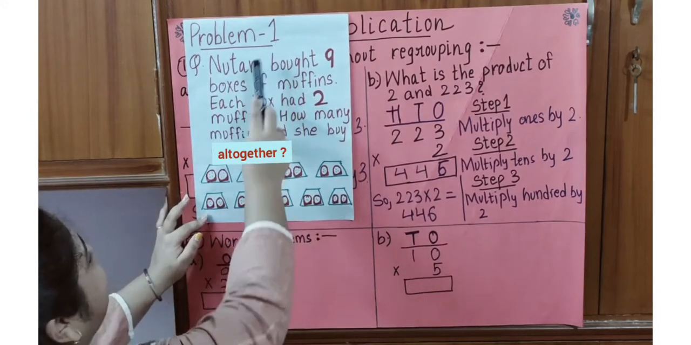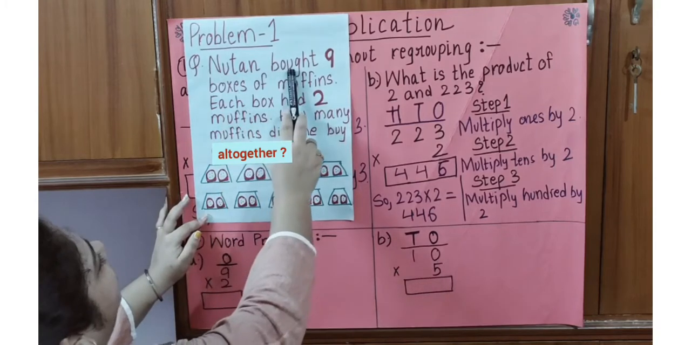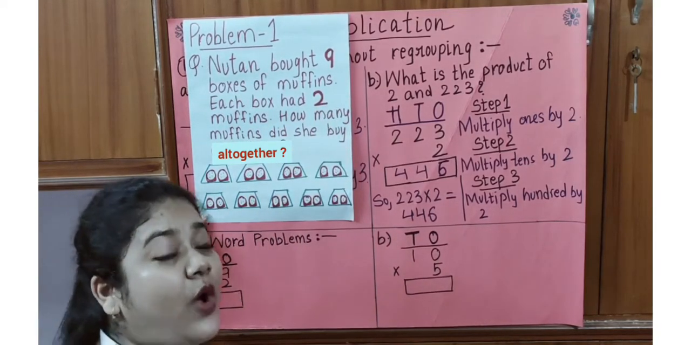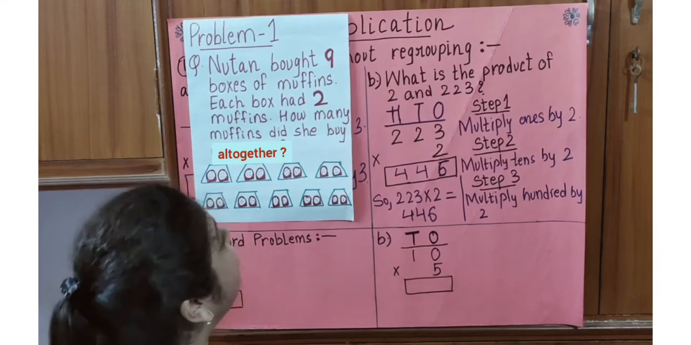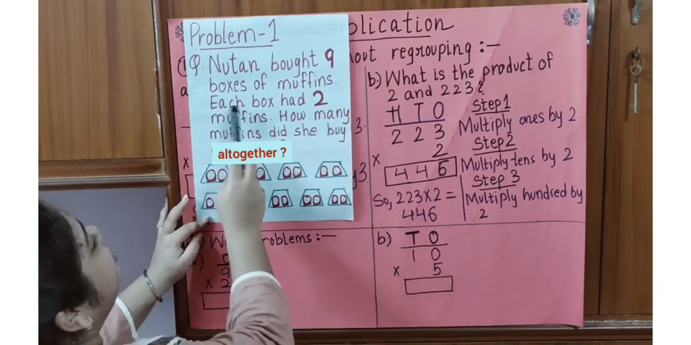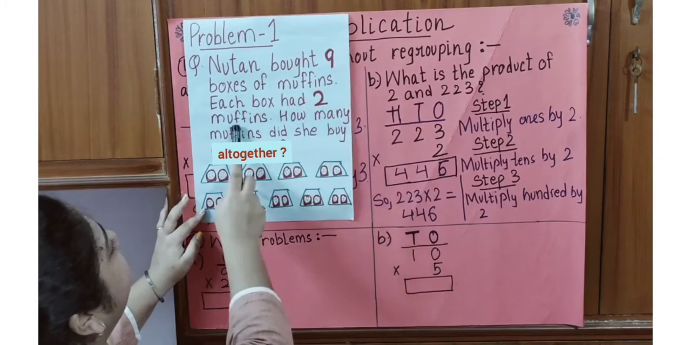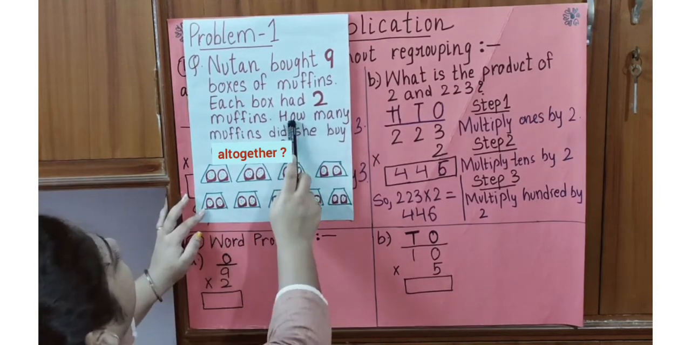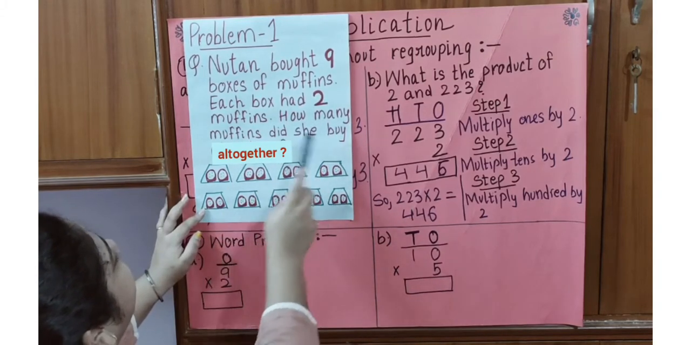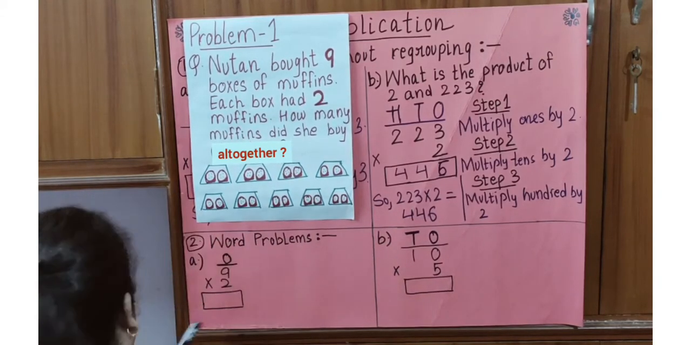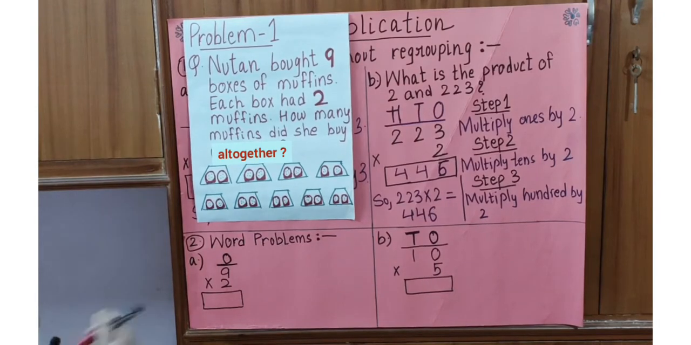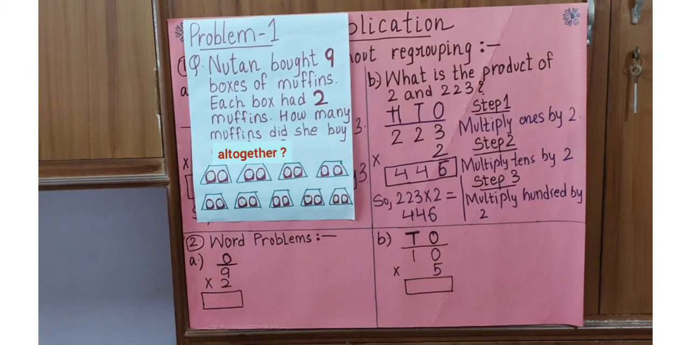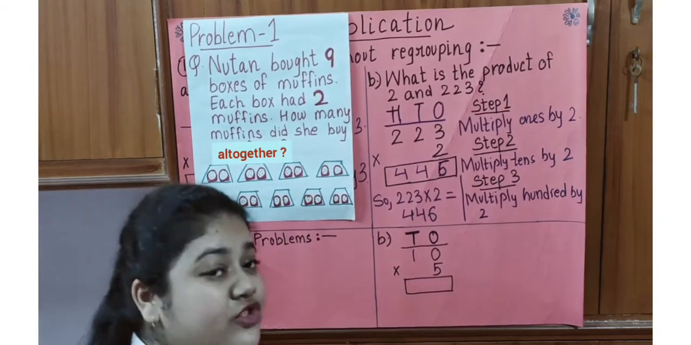It says, Newton bought 9 boxes of muffins. How many boxes? 9 boxes of muffins. Each box had 2 muffins. How many? It had 2 muffins. How many muffins did she buy altogether? So how many muffins did she buy? That we have to multiply.